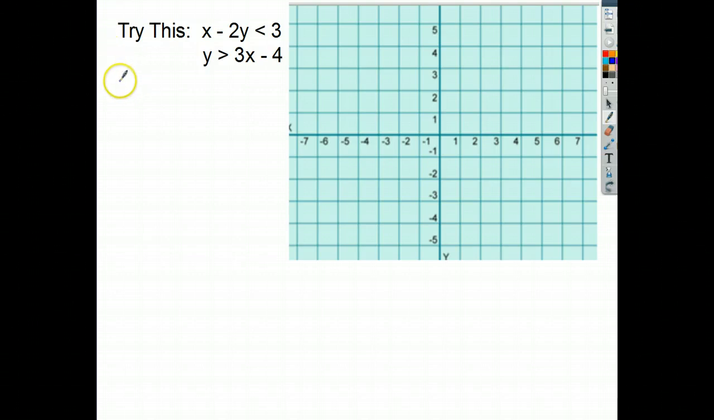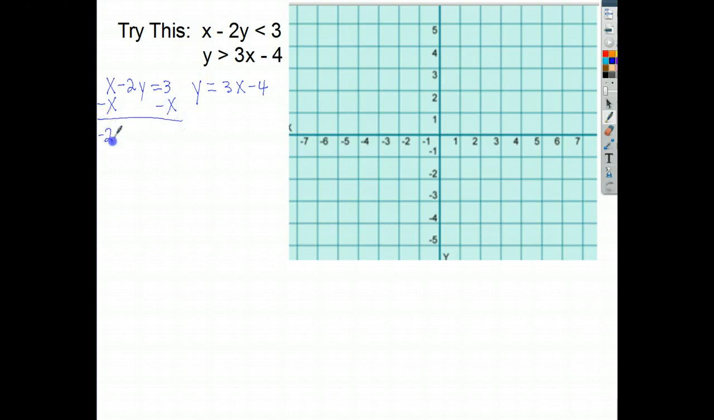All right, we got a little more work to do here because after we change the inequality sign to an equal sign, they're not in slope-intercept form, except, well, the first one is. So here are the equations of the boundary lines. This one's in slope-intercept form. This one isn't. We have to get it in slope-intercept form, so we subtract x from both sides.